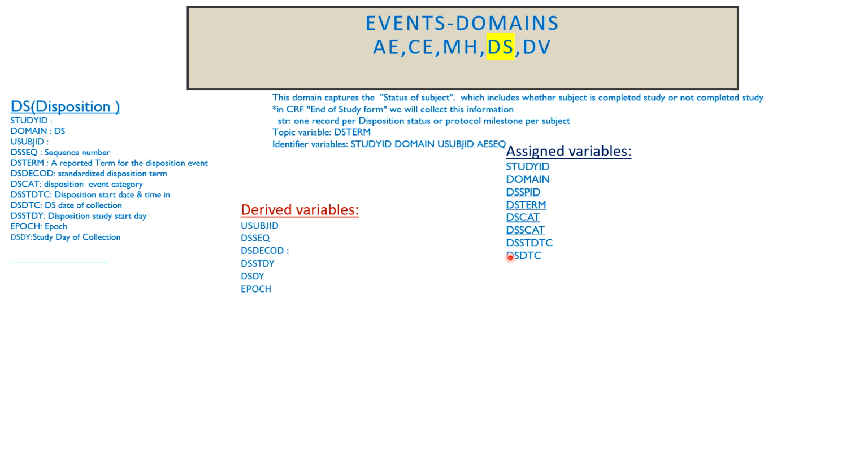Here DS category and DS subcategory. DS category is divided into three types: protocol milestone, disposition event, and other event. Under protocol milestone, informed consent and randomization will come. Remaining all will come in disposition event. Other event: if in the study, like a blind study, anything changed, that will come in other event. Okay. So here collection start and disposition start.